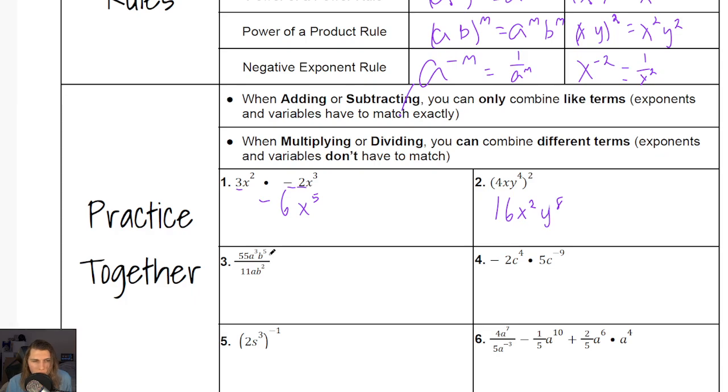After that, we can also divide terms. So again, we want to look at each individual term first. So 55 divided by 11 is 5. A cubed divided by a, this is really a to the 1st. So that would give us a squared because we subtract them. Then we have b to the 5th divided by b squared. So again, we subtract the exponents, giving us b cubed.